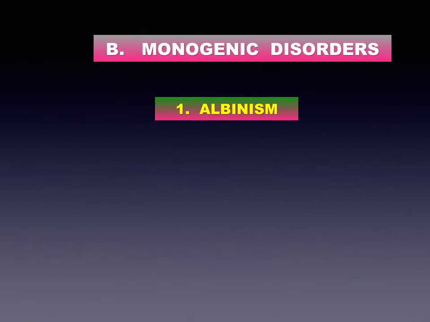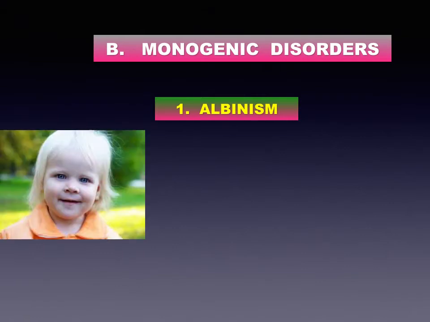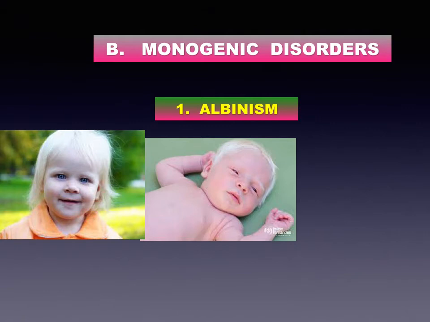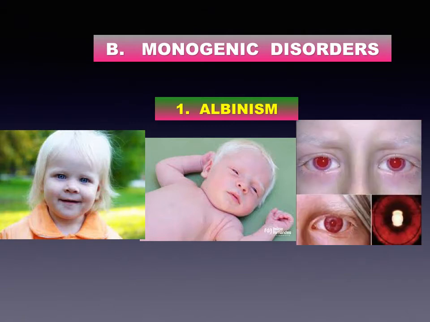Our eyes, skin and hair have color due to the brown pigment called melanin. But in this disease, the body cannot produce melanin. The skin becomes pale, hairs are white and eyes are usually pink due to the absence of melanin pigment in the retina and sclera.